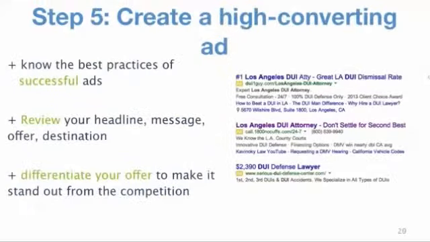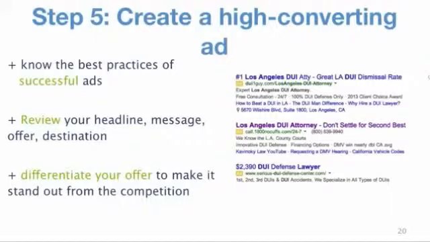Step number 5, create a high converting ad. This is where the magic happens in PPC advertisement. If you can write a good, high-performing ad, you can absolutely crush your competitors when they don't do a good job at it. If you're going to do PPC advertising, you really want to know the best practices of successful ads. You want to spend some time studying those best practices. Study your competition. Study people writing ads effectively in other industries, and learn from those best practices and incorporate them into your ads. You want to be careful reviewing your headline, your message, your offer, and the destination page.